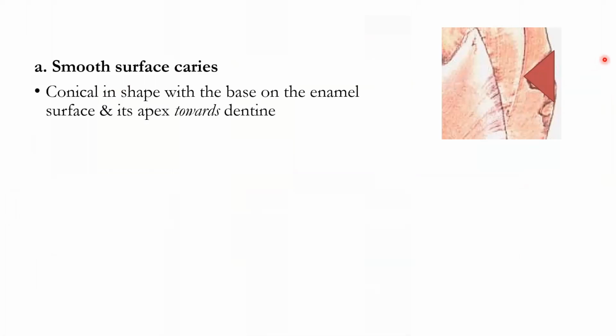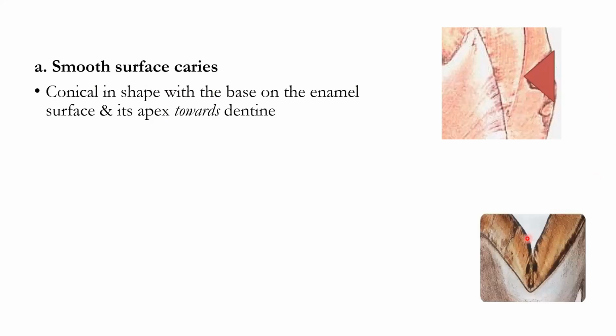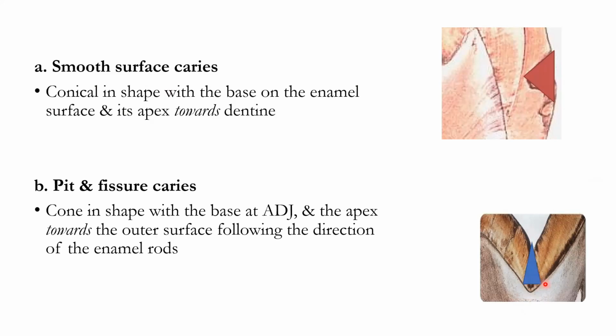The pit and fissure caries and the smooth surface caries have a certain appearance based on how the lesion starts and how it spreads. In smooth surface caries, it is triangular or conical in shape, with the base towards the surface of the enamel and the apex pointing towards the dentino-enamel junction. Whereas in pit and fissure caries, as you can see, this is the pit and fissure and this is the dentino-enamel junction. The triangle is the other way around: the apex is towards the enamel surface at the pit and fissure, and the base is towards the dentino-enamel junction. That's the appearance in pit and fissure caries.